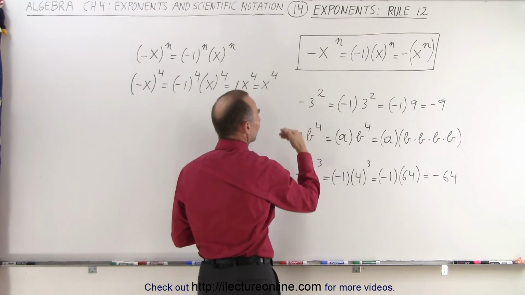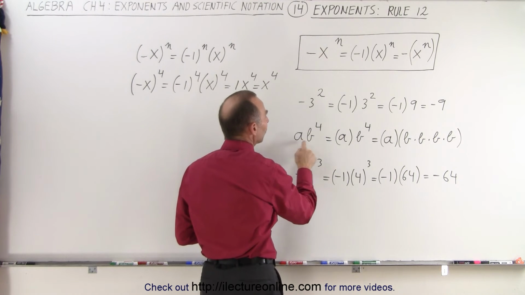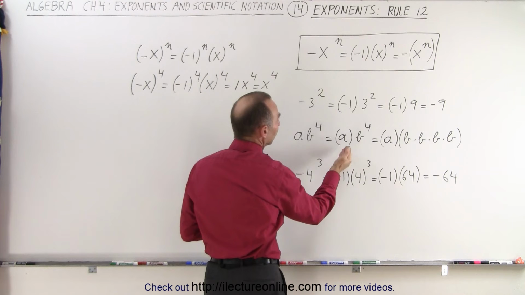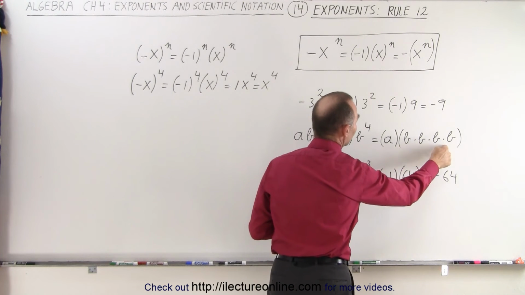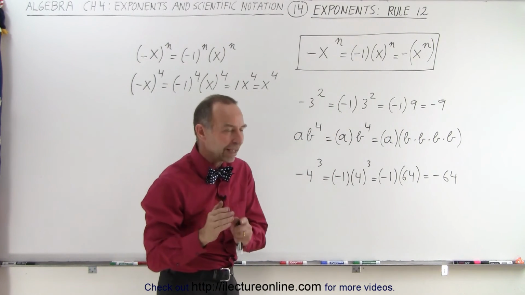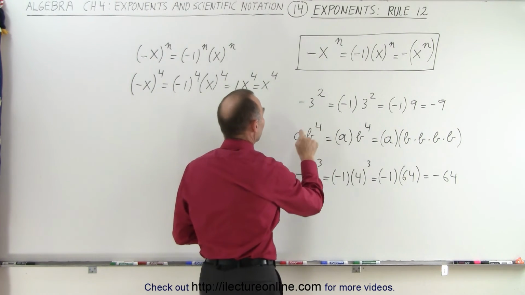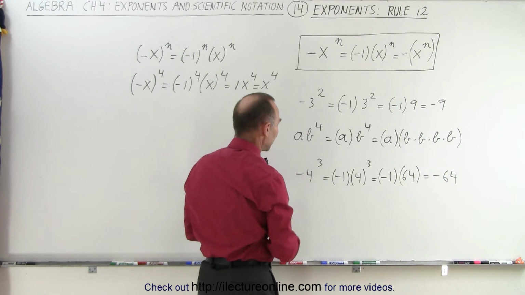Even if the negative is something else, like an a, notice the 4 here does not apply to the a, so we have a to the 1st power times b to the 4th power, which means a times b times b times b times b. The 4, the exponent, does not apply to the a. And so it's exactly the same case where it doesn't apply to the negative sign. It's exactly the same thing.